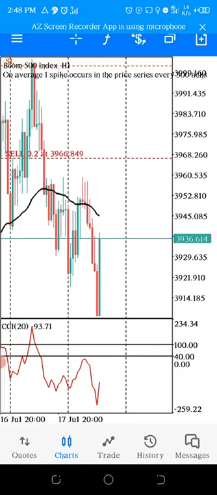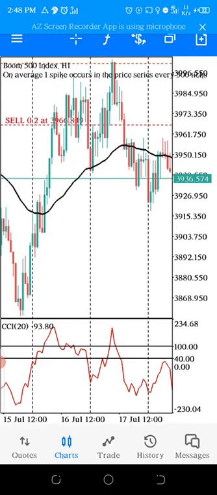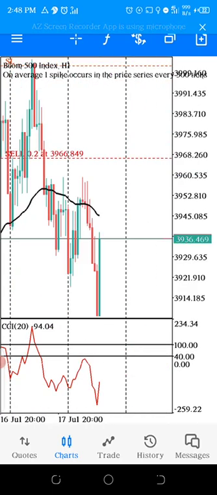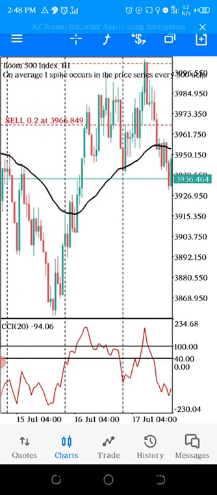And it is a very simple strategy, and we're going to be using two indicators. We're going to be using a moving average and exponential moving average, and the CCI, that is the commodity channel index, okay, in this video. And the strategy is very simple, and I would not want to waste much time in this video, okay.